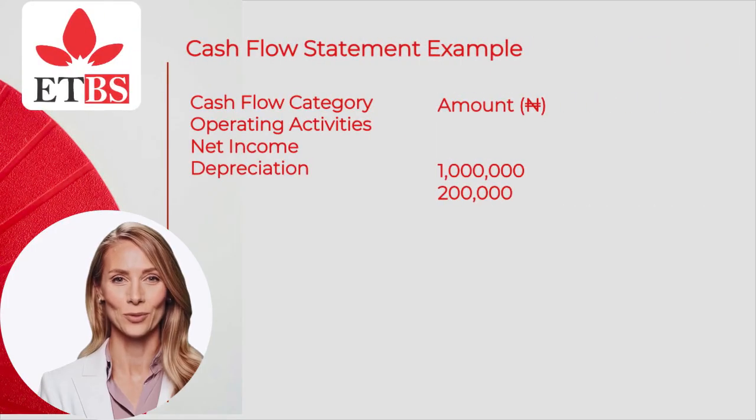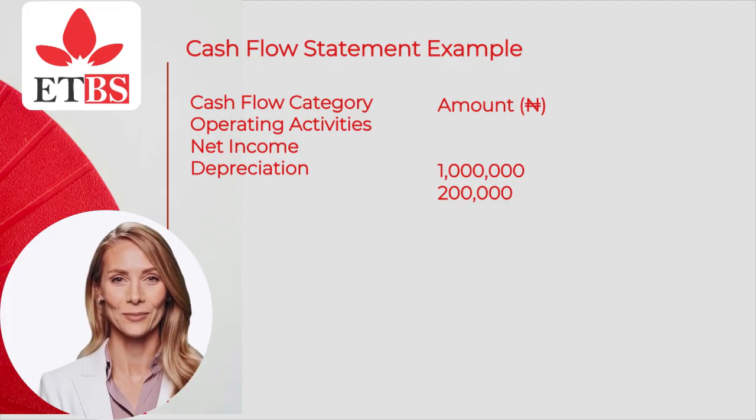Cash flow statement example. ABC Digital Ltd. Cash flow statement for year ended 31st December 2024. Cash flow category, amount in naira. Operating activities: net income 1 million, depreciation 200,000, change in working capital 50,000. Net cash from operating 1,150,000 Nigerian naira. Investing activities: purchase of equipment 800,000 Nigerian naira, proceeds from sale of vehicle 300,000 naira. Net cash from investing 500,000 naira.